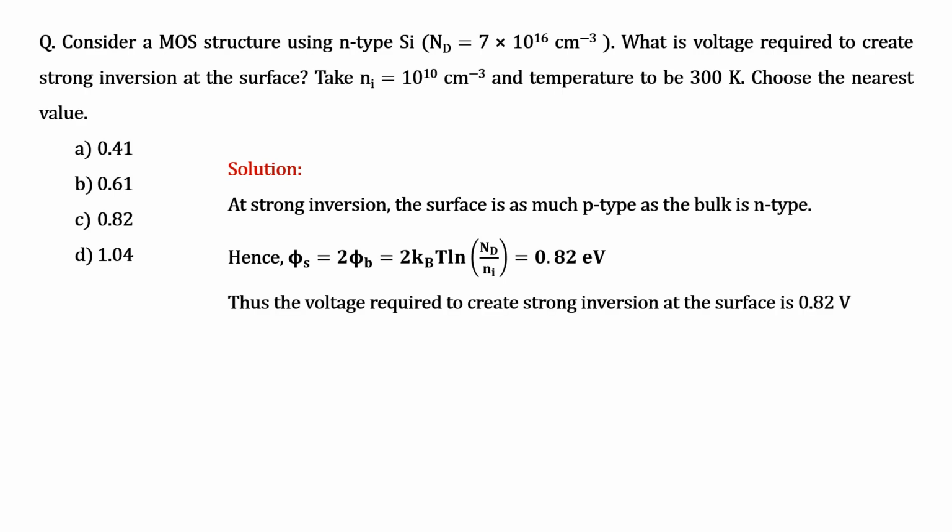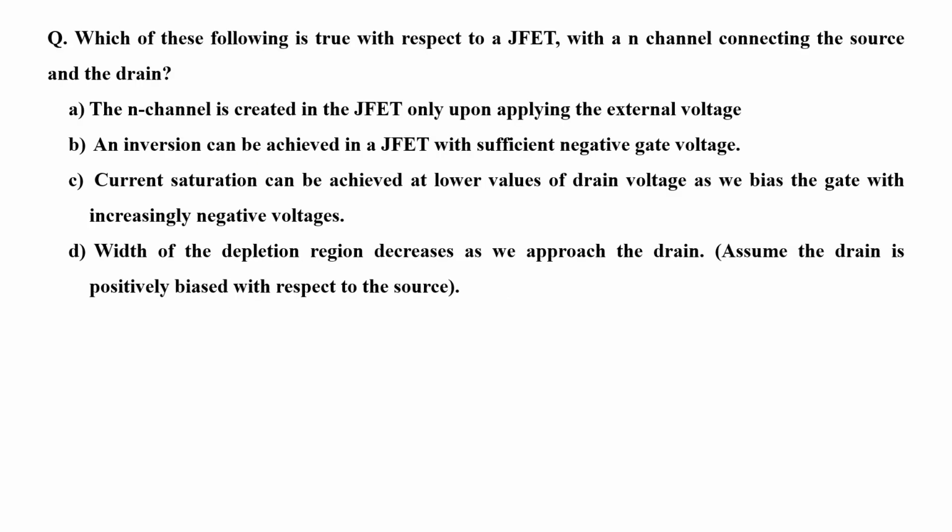Next, which of the following is true with respect to a JFET and an N channel connecting the source and drain? N channel is created in JFET only upon applying external voltage. Inversion can be achieved with sufficient negative gate voltage. Current saturation can be achieved at lower values of drain voltage as we bias the gate with increasingly negative voltages. Width of the depletion region decreases as we approach the drain. Assume the drain is positively biased with respect to the source.